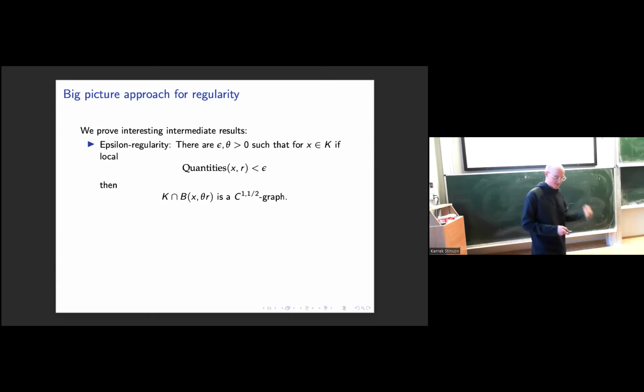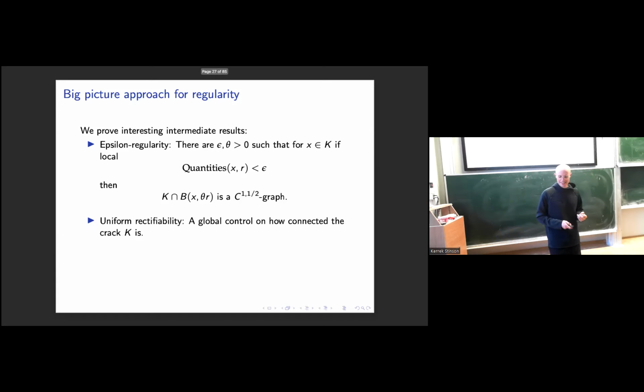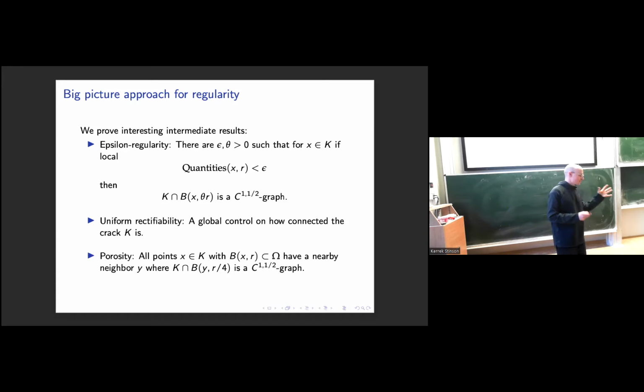This is basically the bulk of our work. We also show that the crack is uniformly rectifiable, which sounds slightly esoteric, but it turns out it's very helpful, and it gives you a control on how broken up the crack is. And once you understand some fine connectivity properties of the crack, you can actually use this to initialize the epsilon regularity result. We put these things together to prove a porosity result.